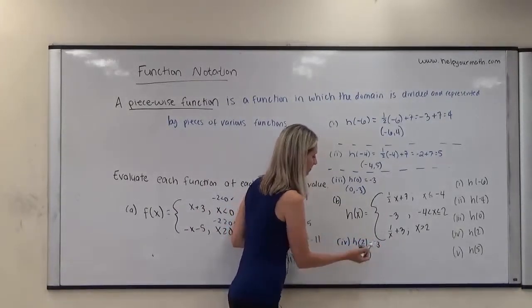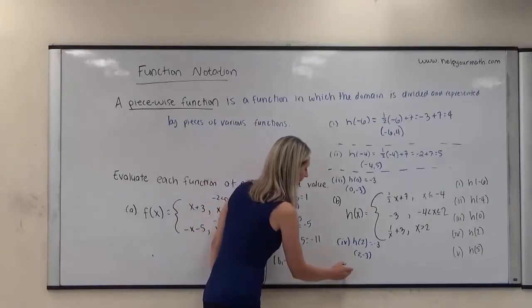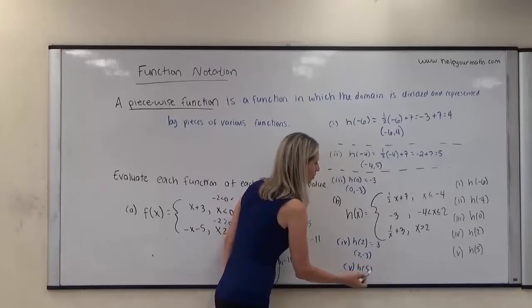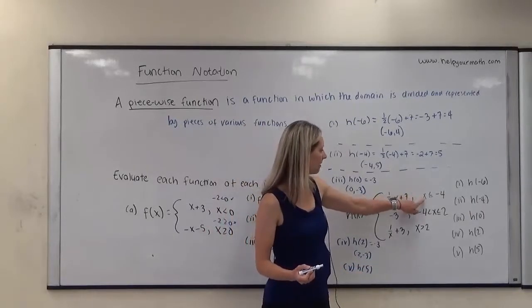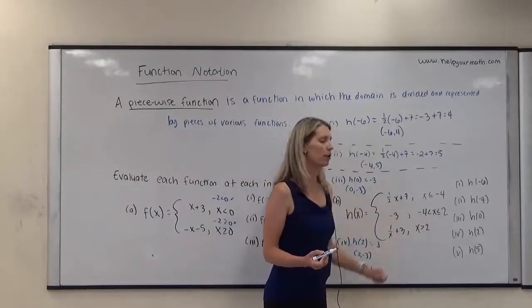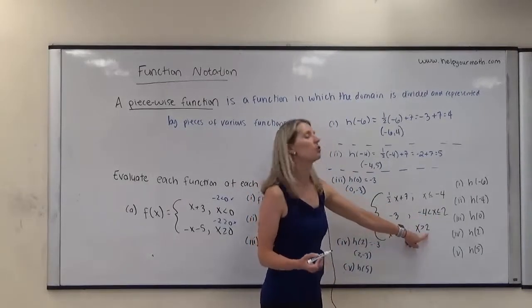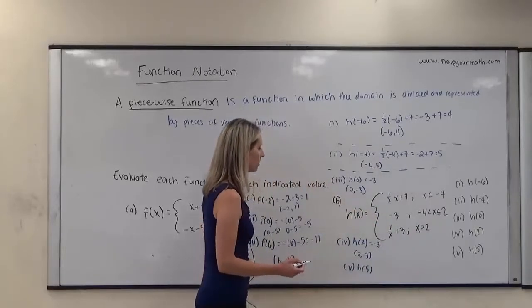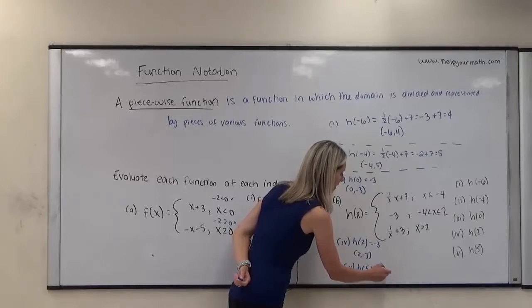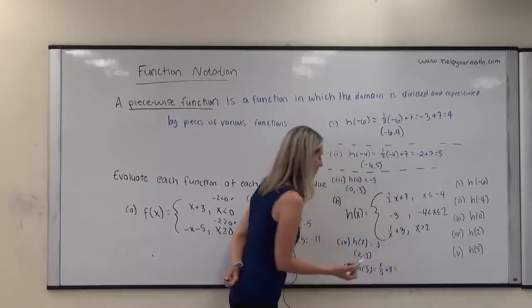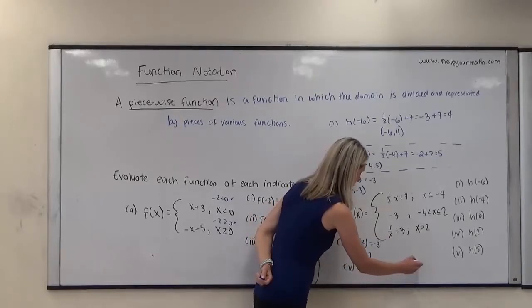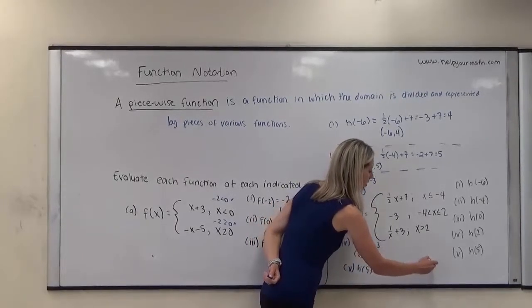Lastly, h of 5. Again, before we plug in, we need to figure out which one we're plugging into. So where does 5 fit in? Is 5 less than or equal to negative 4? No. Is 5 in between negative 4 and 2? No. Is 5 bigger than 2? Yes, it is. We plug 5 into the bottom piece of the function. So it would be 1 over 5 plus 3. 1 over 5 plus 3 is 3 1/5. So this would be the ordered pair 5, 3 1/5.